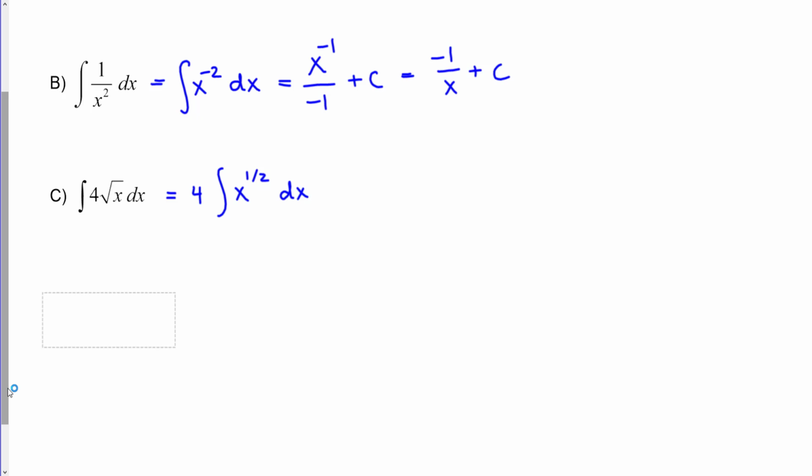The 1/2 power, what I'll do is increase it by 1. So that would be 1/2 plus 1 is 3/2, divide by that new exponent, tack on a plus c, and then just do the small amount of simplification that you can. So this would be 4 times 2/3 x to the 3/2 plus c. 4 times 2 is 8, so this is 8/3 x to the 3/2 plus c.